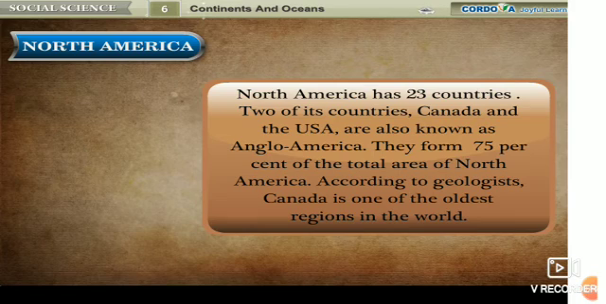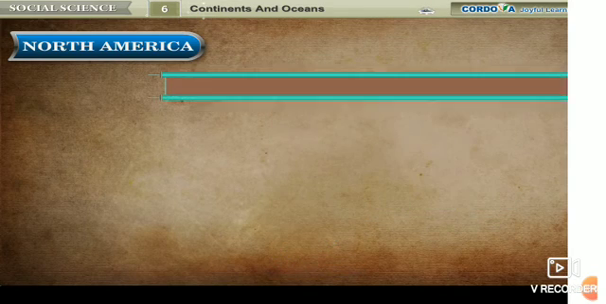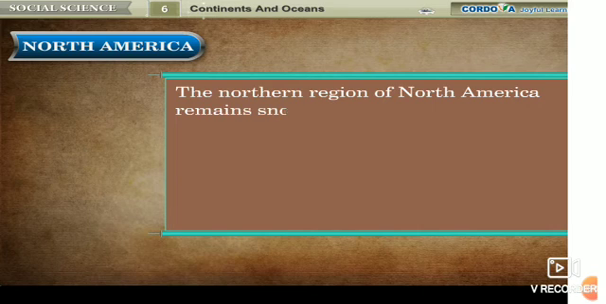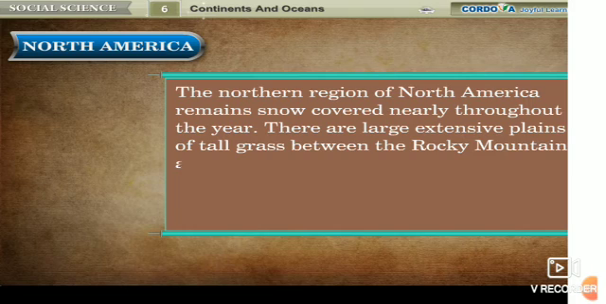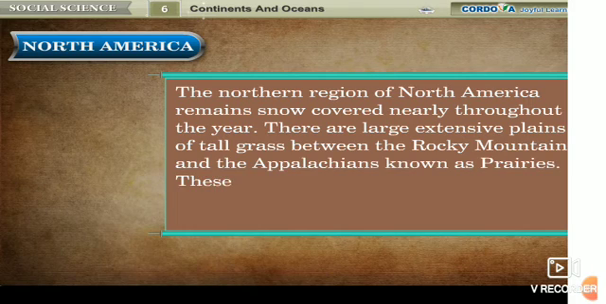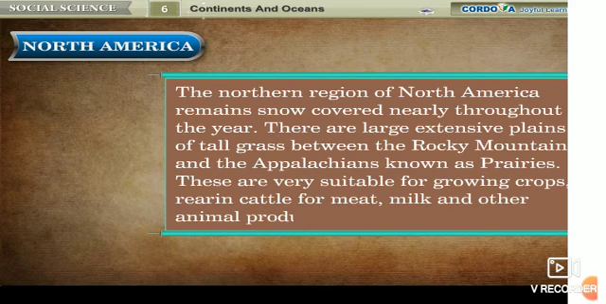According to geologists, Canada is one of the oldest regions in the world. Some of North America's famous cities are Mexico City, New York, Los Angeles, Chicago, Toronto, and Washington, D.C. The northern region of North America remains snow-covered nearly throughout the year. There are large extensive plains of tall grass between the Rocky Mountains and the Appalachians known as prairies. These are very suitable for growing crops and rearing cattle for meat, milk and other animal products.